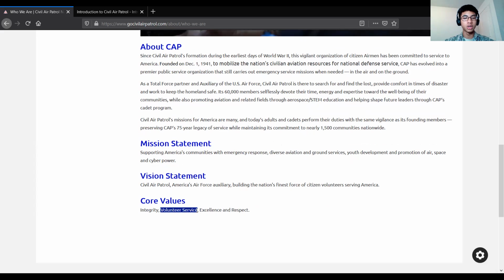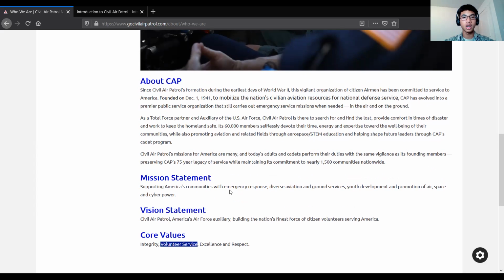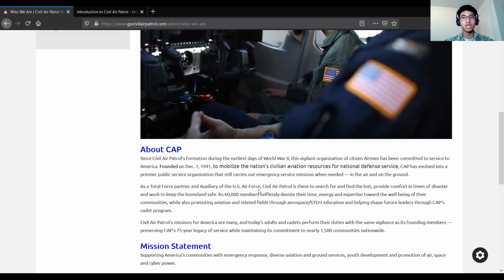core value of volunteer service. When I first joined the cadet program, in addition to my basic memory work, I learned these 4 core values: integrity, volunteer service, excellence, and respect. I encourage you to take a look at that volunteer service, and if you're already a member of Civil Air Patrol, think about what it means to you. For me, it means being available when my community needs it and being open to working with those in my community. Ultimately, Civil Air Patrol is dedicated to leadership development, aerospace education, and just, like I mentioned already, being available for our communities.